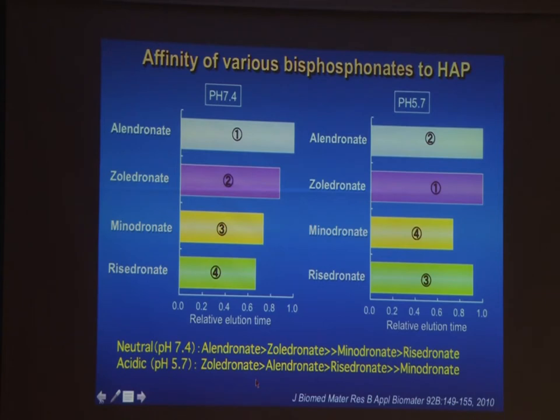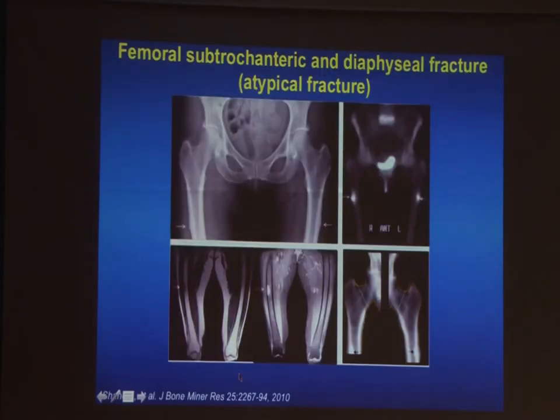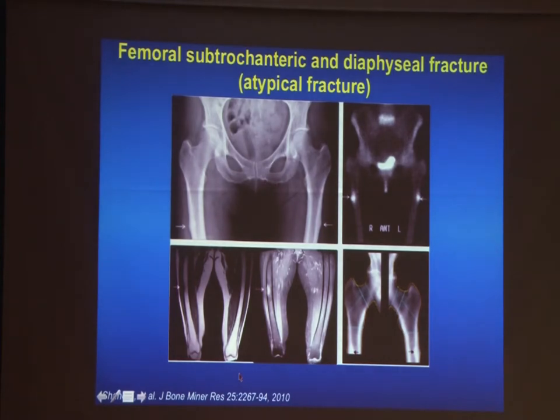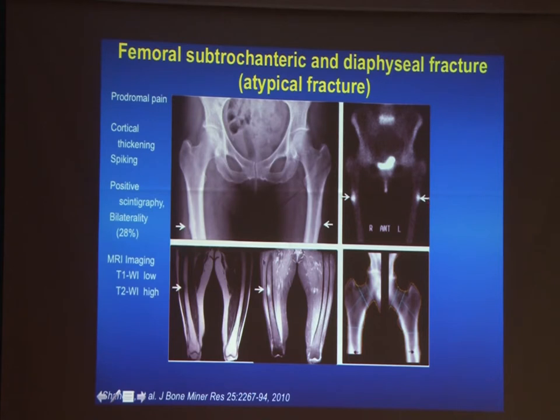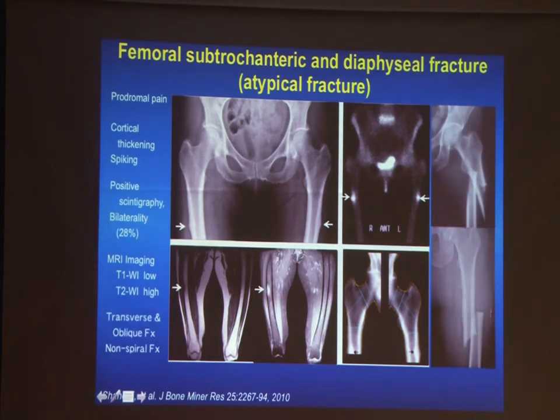But unfortunately, the long-term effect and the side effects have been examined most extensively in these two bisphosphonates. One of the problems of long-term use of bisphosphonate is atypical femoral fractures. These develop frequently bilaterally, causing pain in these areas with thickening of the cortex. When you take a scintigraphy, there's a positive scintigraph. And when you take MRI, there's a T1 low, high signal image. And when you follow this patient, there's an oblique or transverse straight fracture.